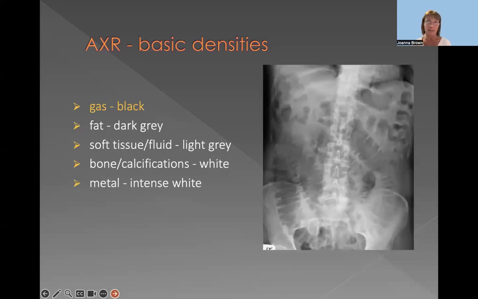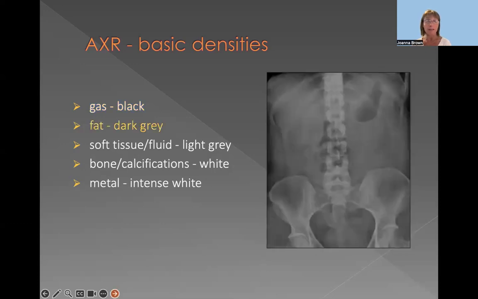Or you can have a person with a bowel obstruction, where you have gas visible within the distended loops of the small bowel that you can see here in the abdomen, and the loops of the colon visible superiorly.